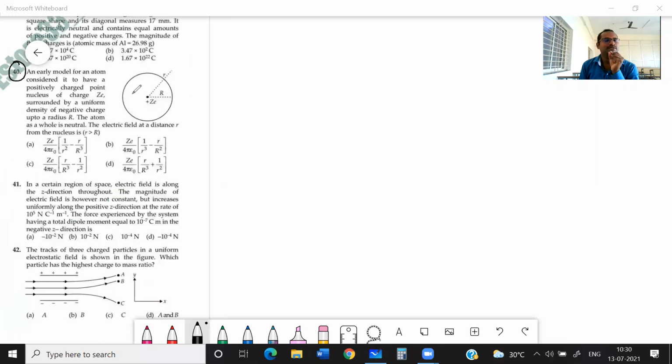Listen carefully. They have given an early model for the atom: consider it as a positively charged point nucleus of charge Z, surrounded by uniform density of negative charge up to a radius capital R. The atom as a whole is neutral. How many protons are there, that many electrons are there, so it is electrically neutral. The electric field at a distance smaller than R from the nucleus is what? At this distance, what will be the electric field?